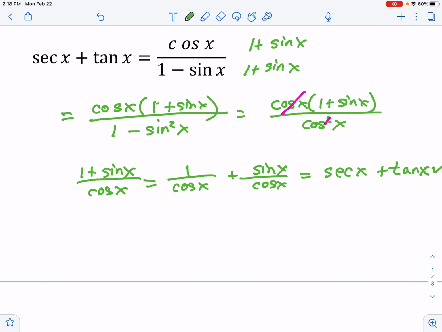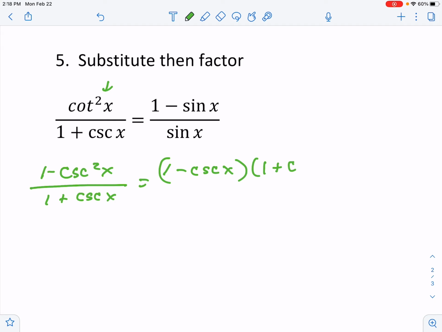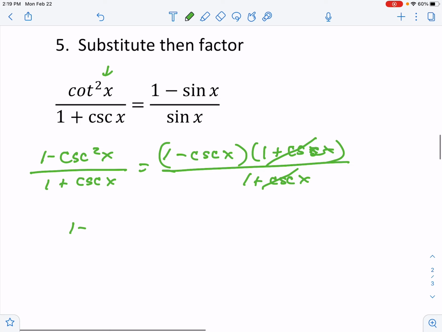Substitute, then factor. This I know is a Pythagorean identity. So I'm going to replace it with the cosecant: 1 minus the cosecant squared over 1 plus the cosecant squared of x. That's the difference of squares, so you get 1 minus the cosecant, 1 plus the cosecant, over 1 plus the cosecant. These guys cross out. Now I have 1 minus the cosecant of x. You're like, well, that's not what I wanted over there.